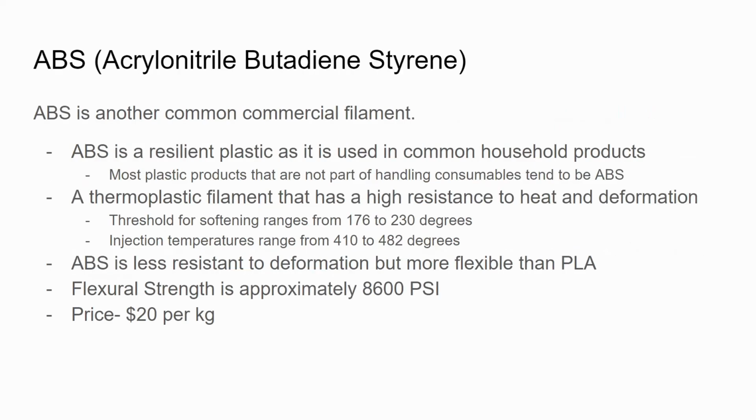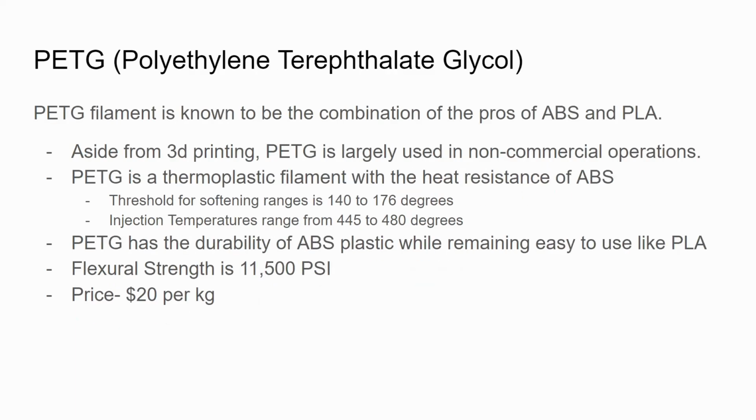Now, if you look back at ABS, you'll see that the injection temperature range is wider for ABS than it is for PETG, but PETG doesn't have the same problem as ABS where you have to worry about meeting the exact temperature settings, the exact speed settings on your printer. It's much easier to use, much like PLA. But it does have the durability of ABS plastic at a flexural strength of 11,500 psi, which is closer to PLA, but not as brittle, and again, it meets a standard price.